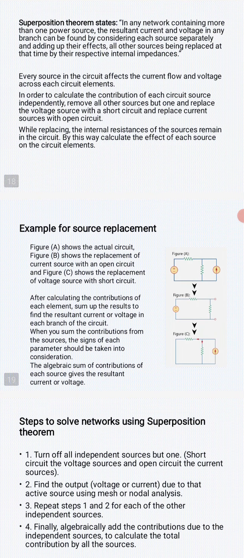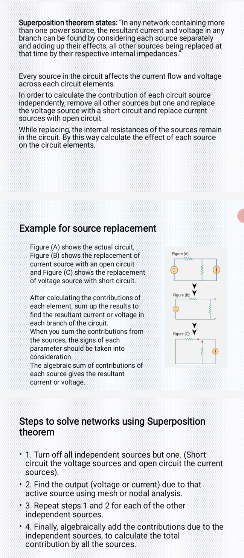Example of conversion of source replacement. You can see the figure. The first figure contains the voltage source, which is represented by plus and minus, and the current source, which is represented by an arrow mark. First, we are going to replace the current source. The current source will be replaced by an open circuit. Now the current source is removed.